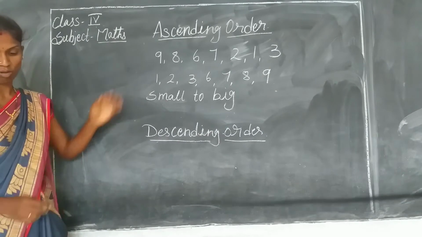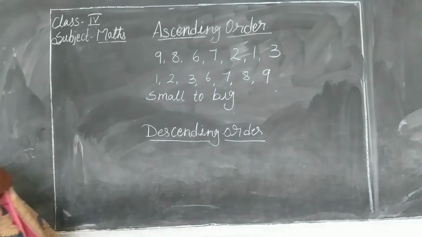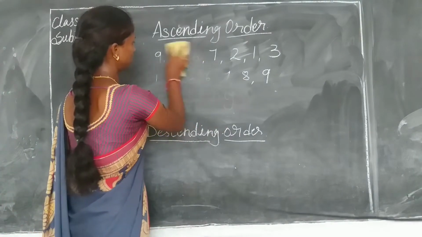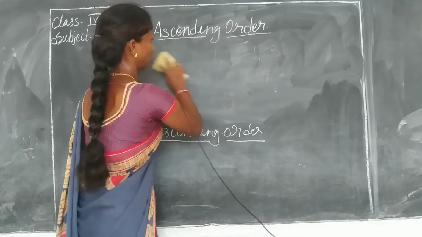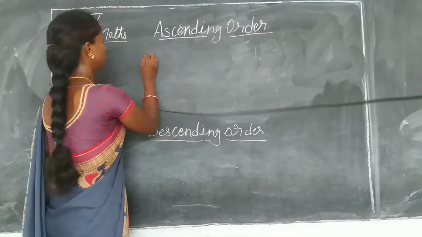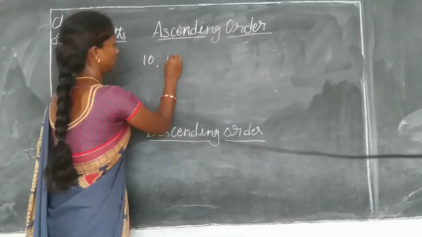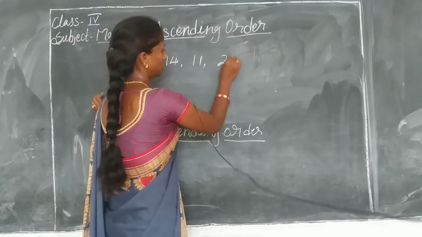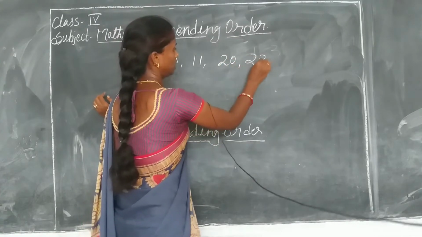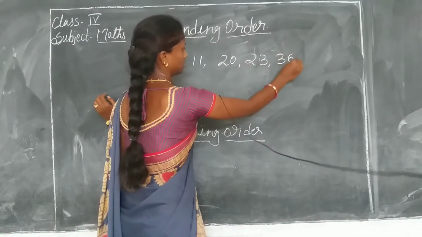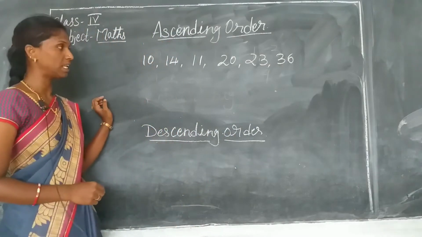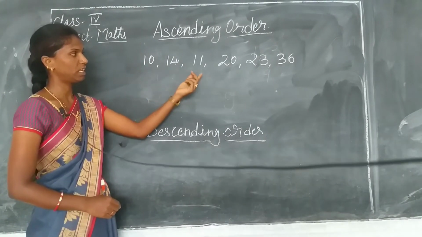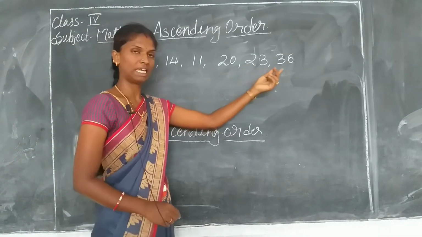Let us take some more examples for ascending order. I will take some more numbers: 10, 14, 11, 20, 23, 36. This is another example. Let us see which is the least among all these. Now see here: 10, 14, 11, 20, 23 and 36.